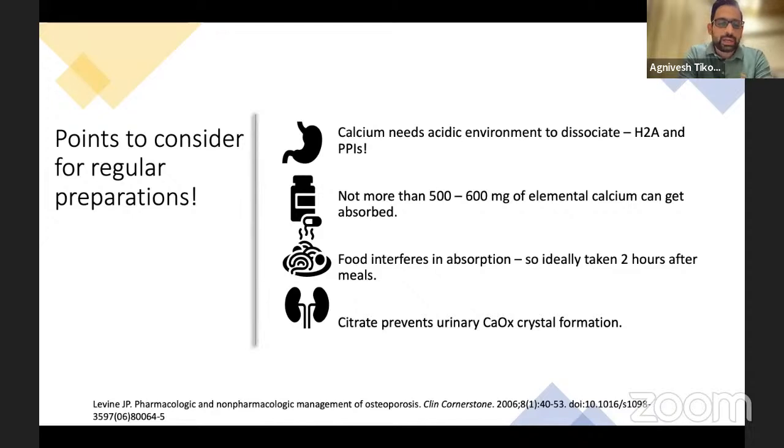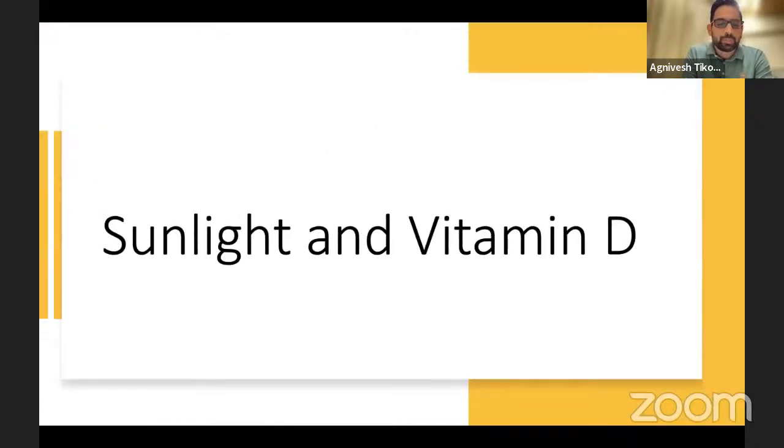The citrate formulations are independent of the antacids. They are not hindered by the presence of food, so you can give them at any point of time. And they are also slightly protective against calcium oxalate crystal formation. So usually they are better, but again, you have to make a clinical decision because the cost is more in these formulations.